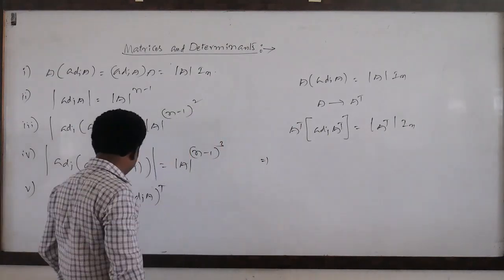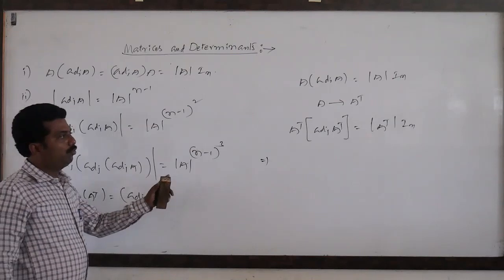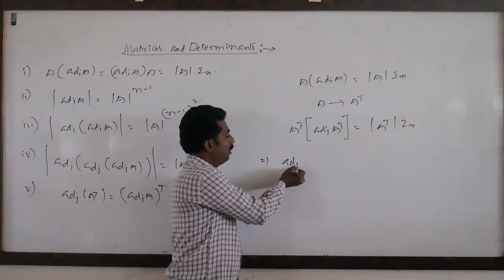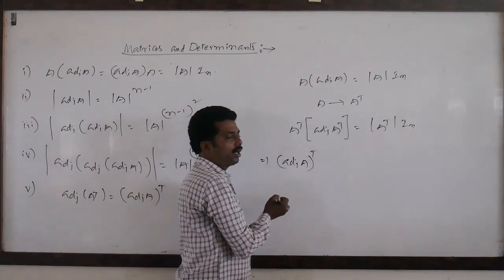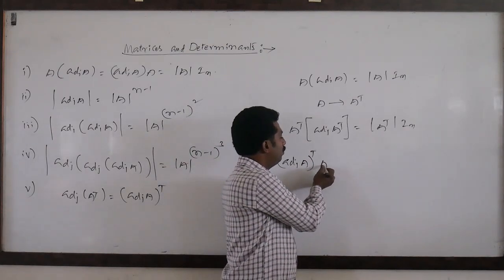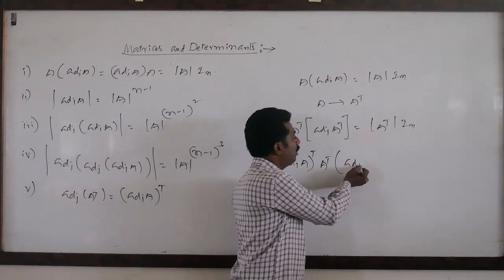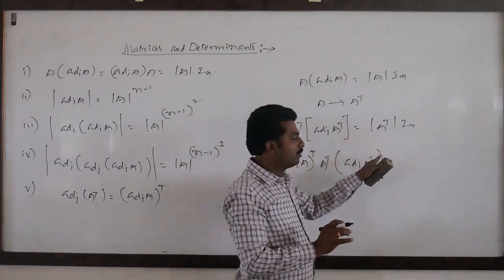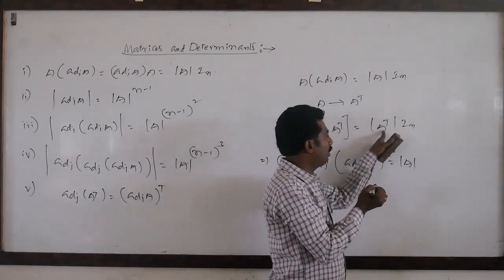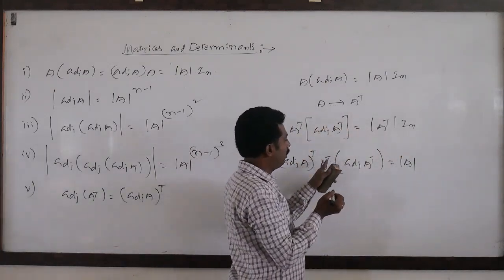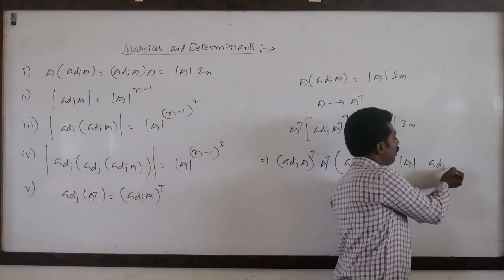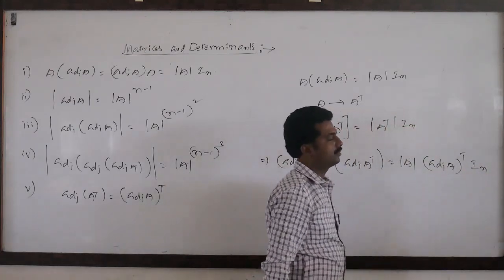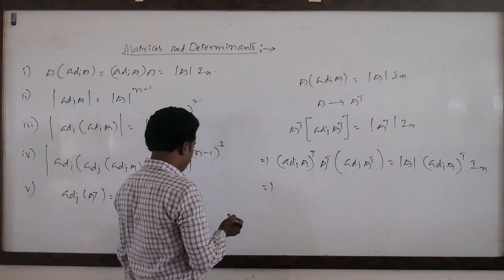Actually what we have to prove is adjoint of A whole transpose. So on both sides we are operating with adjoint of A whole transpose. Left side, adjoint of A whole transpose into A transpose into adjoint of A transpose. Determinant of A value and determinant of A transpose value both are the same, so I am taking det A only. Which one are we operating? Adjoint of A whole transpose, into identity matrix.